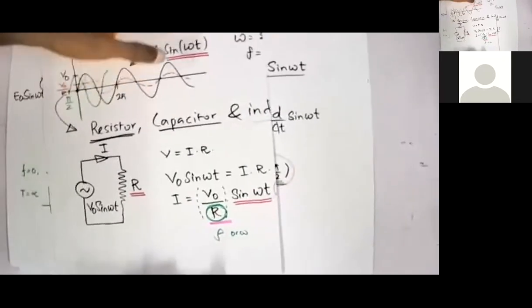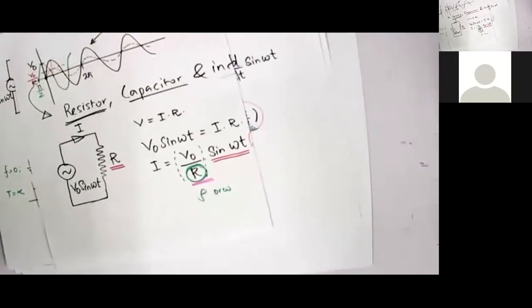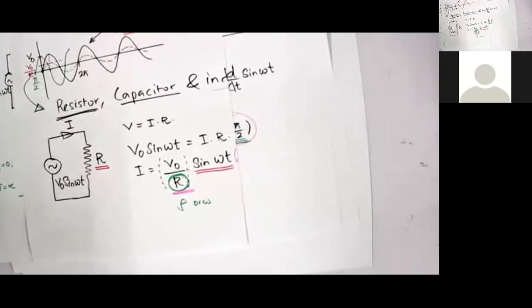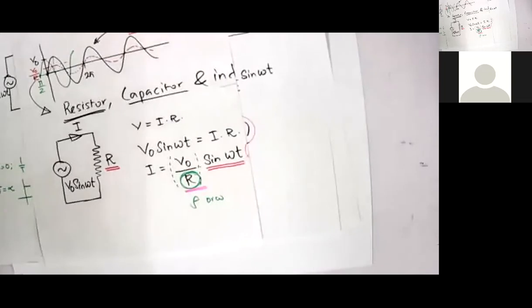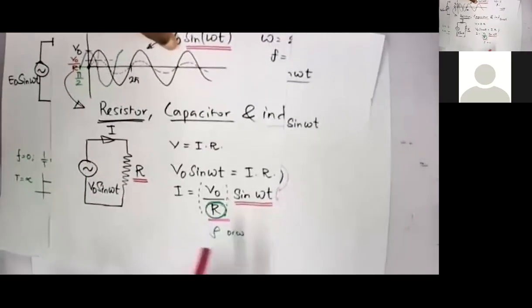Right. So in summary, I would say current leads in a capacitor, current lags in an inductor. There is no phase shift in a resistor. Clear, right? So this is the summary of these three components when they are connected to a DC voltage. Now, let's see how they work. We'll go for the complex notation.